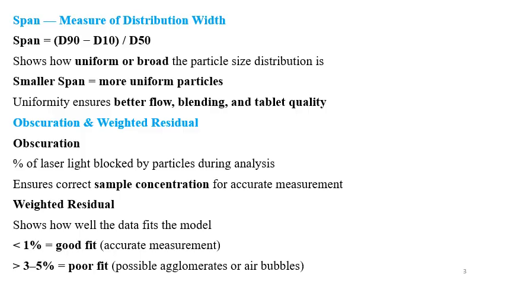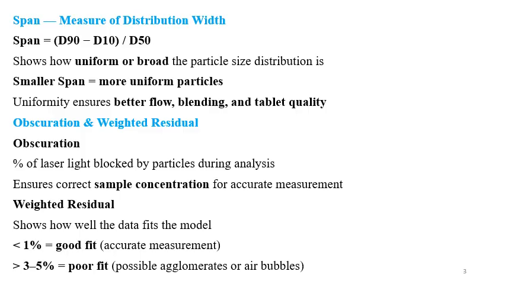So if you have a smaller span, that means more uniform particles are there. And if this span is higher, then that means there is variation, or the particles are of different particle sizes and the particle size distribution is wide. Uniformity ensures better flow, blending, and tablet quality when it is related to manufacturing of the tablet formulations. You should relate particle size of the API to all the formulations, not only the tablet formulation.